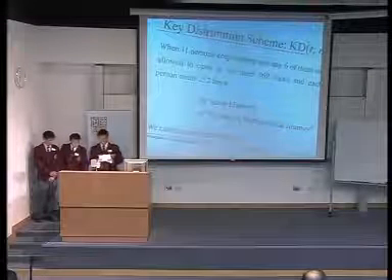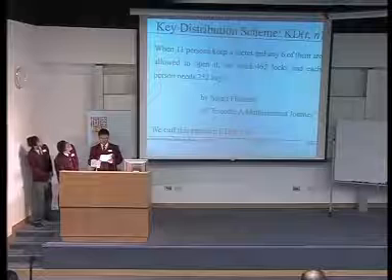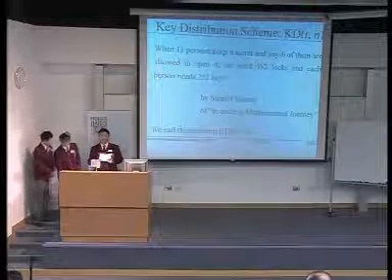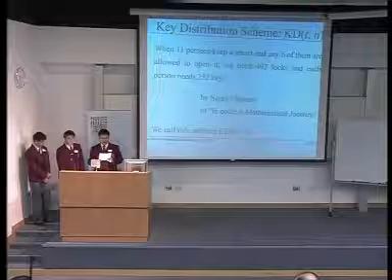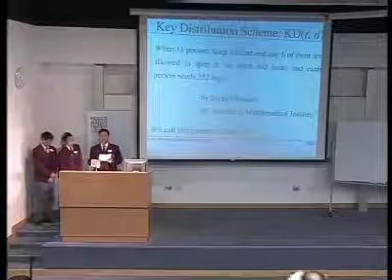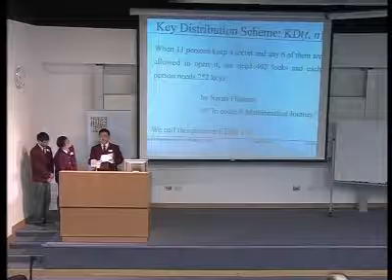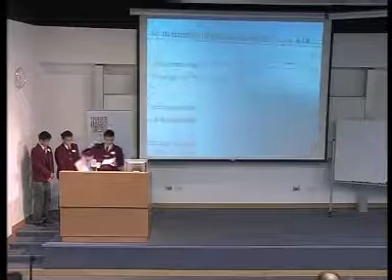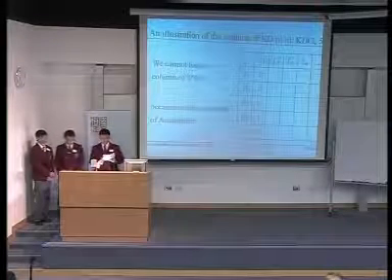We found a problem. When 11 persons keep a sequence and any 6 of them are allowed to open it, we need 462 locks and each person needs 252 keys. We call this problem KD611. We found the solution of KD scheme.